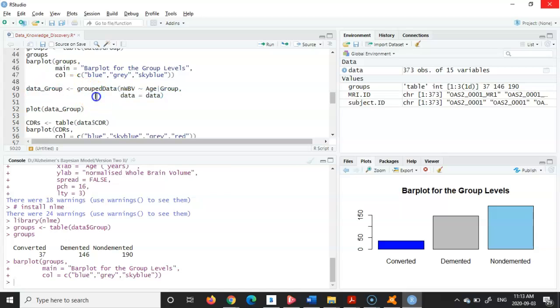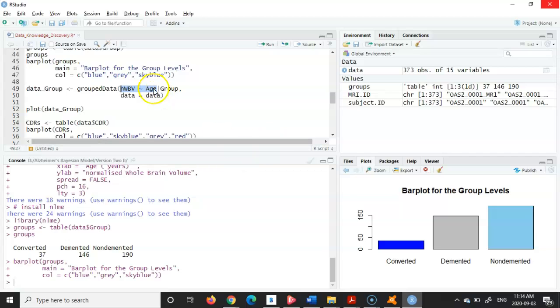I'm going to call this function, which is called groupedData, a function inside the package NLME, nonlinear mixed model effect. And you will see that this function comes with a two-sided formula. We are going to model the normalized whole brain volume with respect to the age. That's the two-sided formula, which comes as an argument inside groupedData.